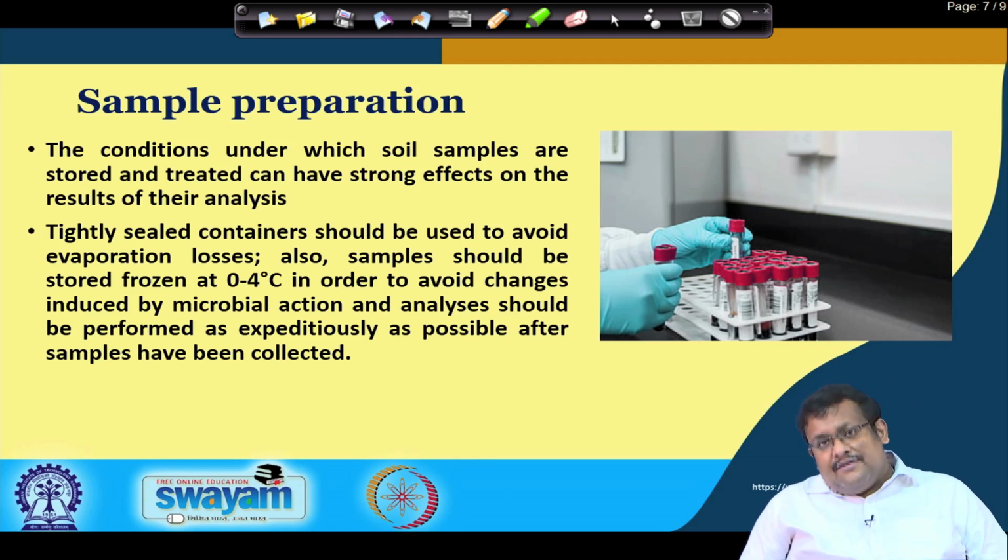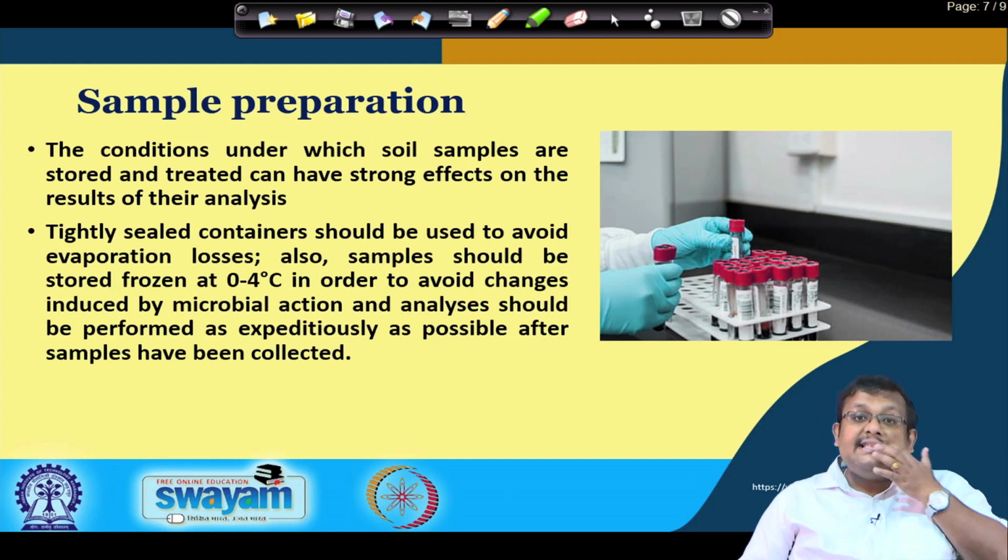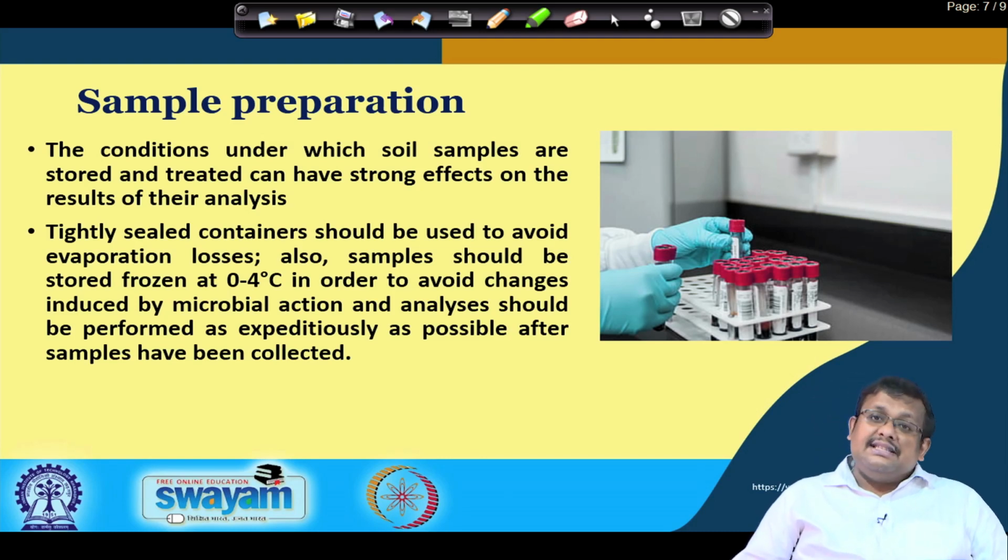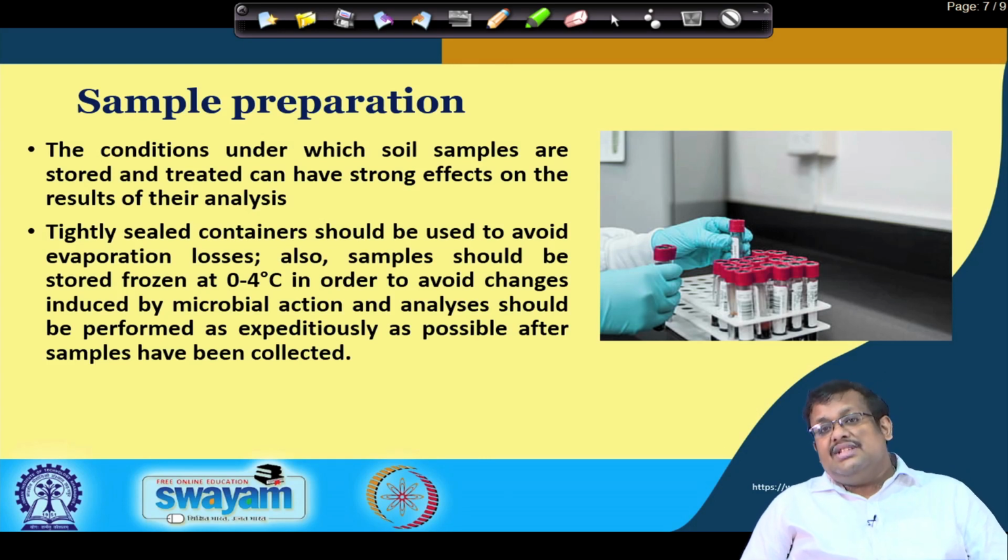So, generally for environmental monitoring purposes, we use tightly sealed containers to avoid evaporation losses. Also, samples should be stored frozen at 0 to 4 degrees centigrade in order to avoid changes induced by microbial action, and analysis should be performed as expeditiously as possible after samples have been collected. So, if we collect the samples and keep them at high temperature, obviously microbial activity will increase, and as the microbial activity increases, obviously there will be changes in the physiochemical and biological properties of the sample.